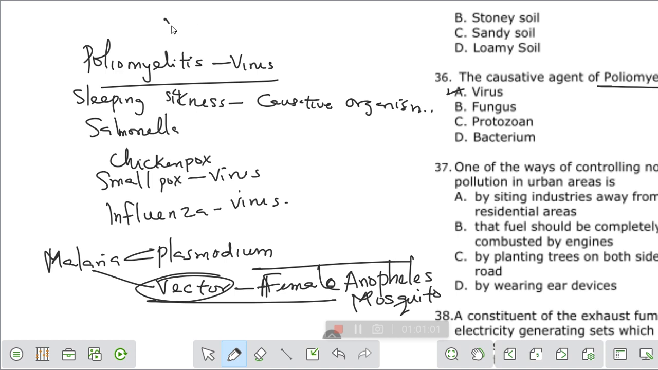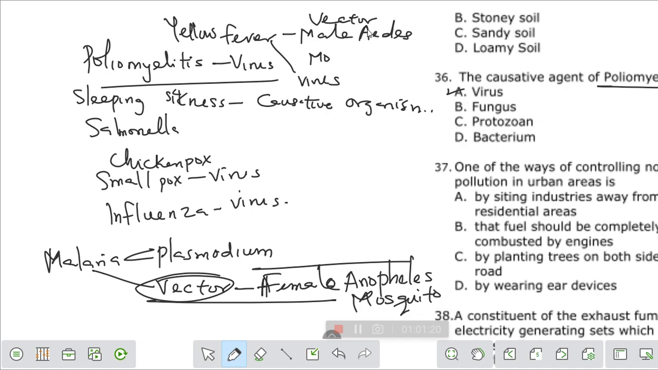We also have some diseases like gonorrhea. It's caused by sexual intercourse, and the causative organism is bacteria. We also have syphilis. Syphilis is also caused by bacteria, also through sexual intercourse. Then AIDS, which people get through sexual intercourse, blood transfusion, injection needles, things like that. It is also a virus.